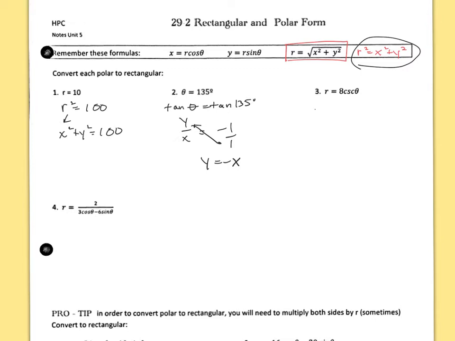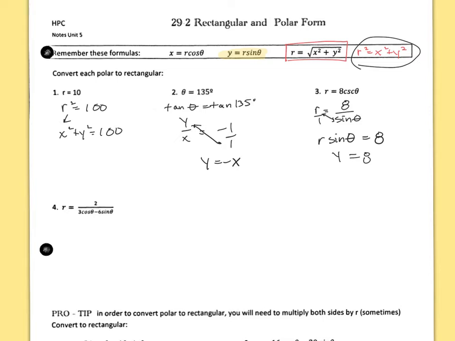So let's take this up to the next thing here. Cosecant. We don't have anything that has cosecant in it, so we're going to have to change this to 8 over sine theta. So we're going to have to shove that into the denominator. Now we're going to cross multiply. So we'd get r sine theta equals 8. All right, so then r sine theta, we know r sine theta right here. r sine theta is y. So y equals 8.